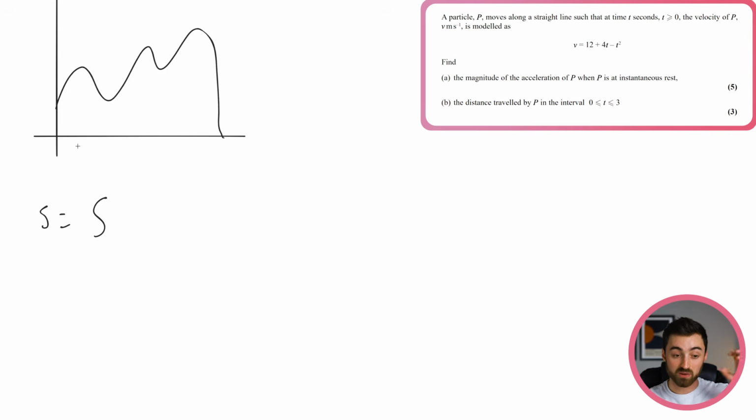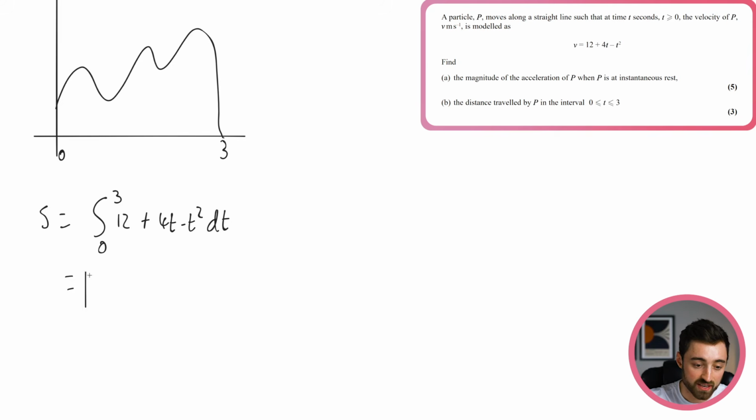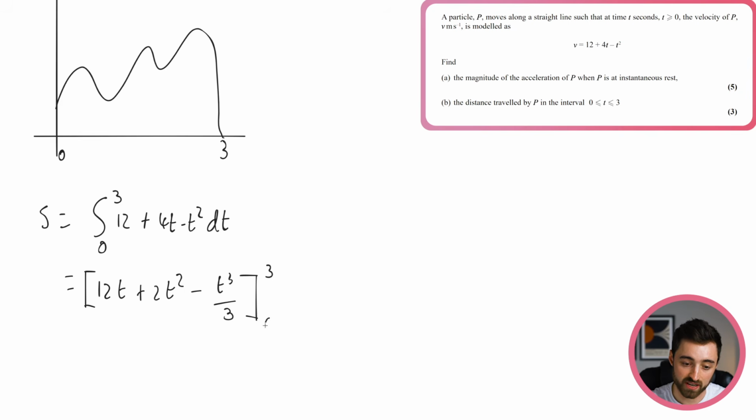So all I need to do to get this distance is the integral between my limits, which in this case are 0 and 3, of 12 plus 4t minus t squared. And then that is going to be my final answer. So let's integrate this. It's a definite integral, so I want my square brackets. 12 goes to 12t. 4t goes to 2t squared. Remember, I'm adding 1 to the power and dividing by the new power. And then minus t cubed over 3, between my limits of 3 and 0.